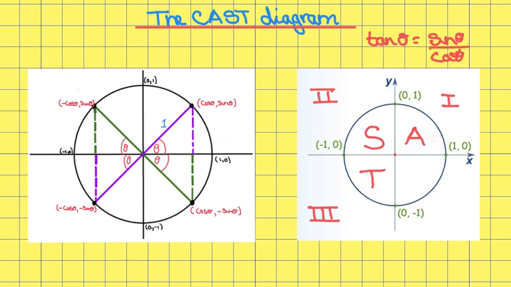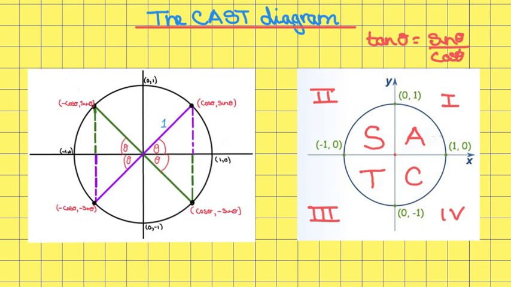And now if we go into quadrant 4, we know that tan theta is minus sine over cos, which would make tan negative. So in there, cos is positive, sine is negative, tan is negative. So we'll call that C. So we now have our CAST diagram.